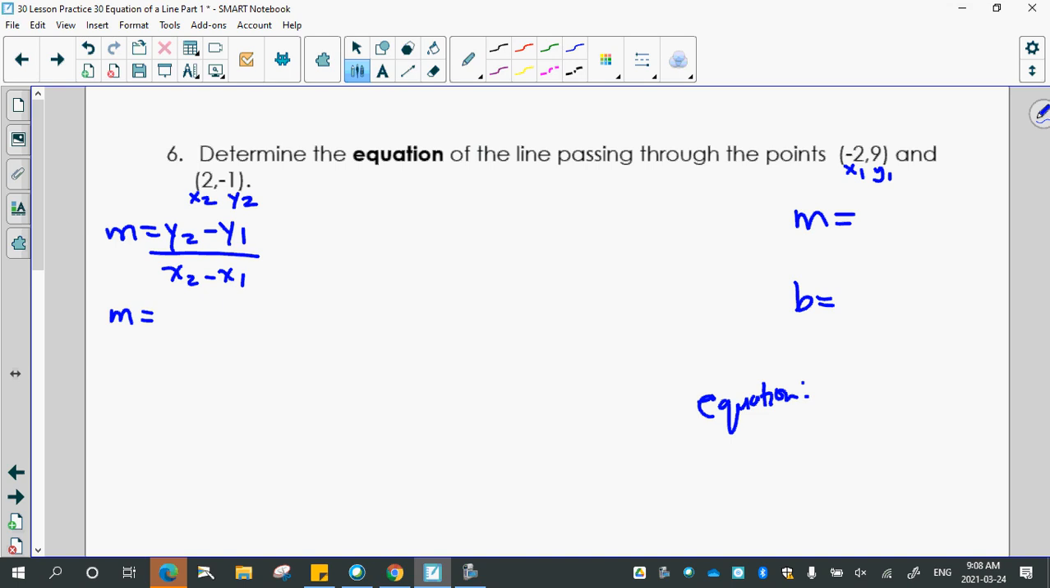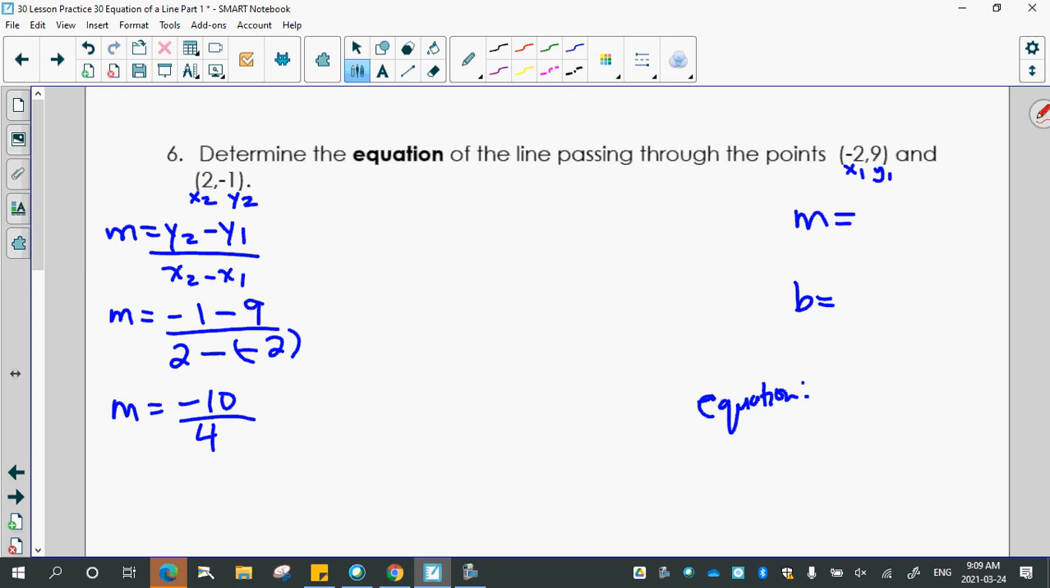So for me, y2 is negative 1. I just subtract in the formula. y1 is 9. x2 is 2, minus in the formula. x1 is negative 2. Negative 1 minus 9 is negative 10. 2 subtract negative 2 is positive 4. Does 4 go evenly into 10? No. Can I reduce it? Yes.